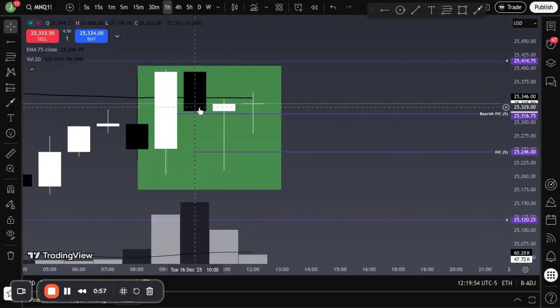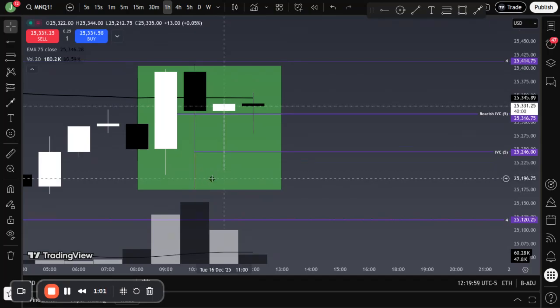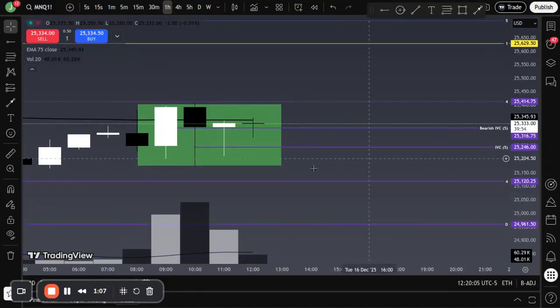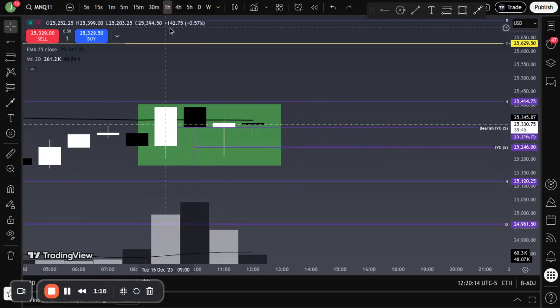right? And as you can see, we got this bottom tail PVC, peak volume candle, which is going to be bullish because it's a bottom tail. So the expectation after a bottom tail PVC is bullish price action. Okay, so there's my bias within the range, right?